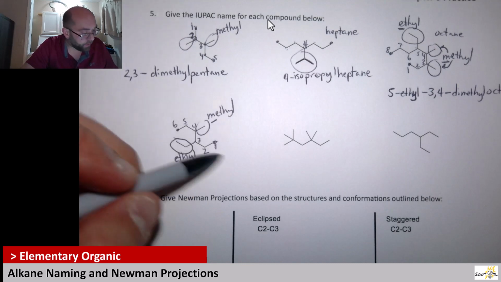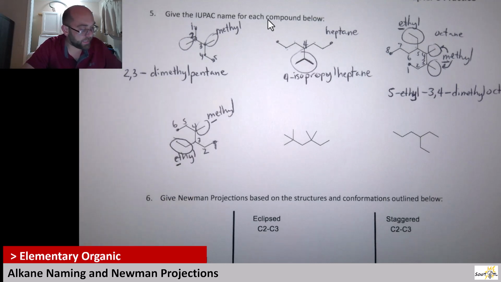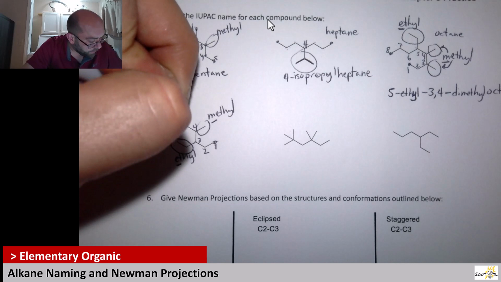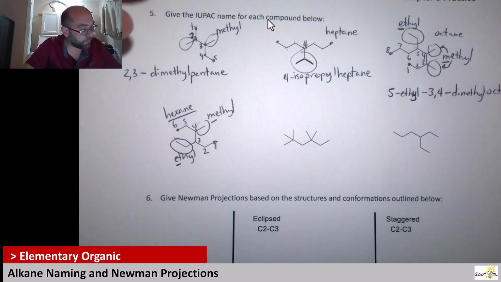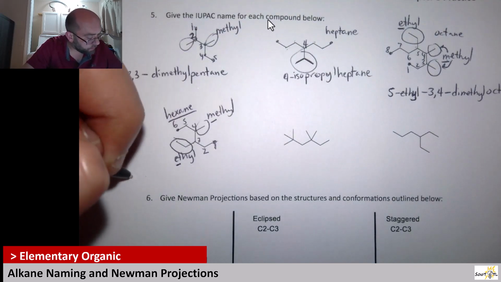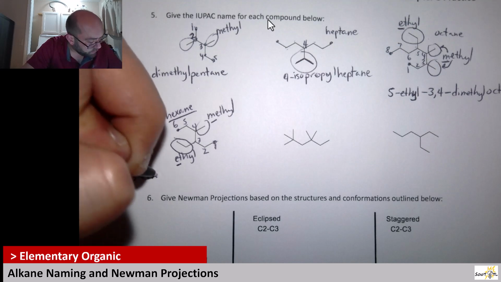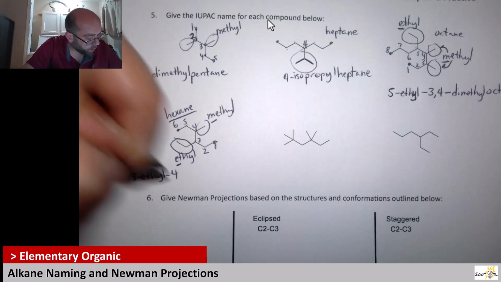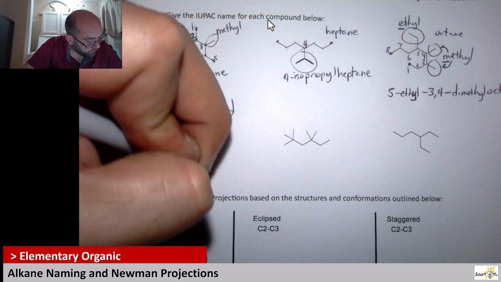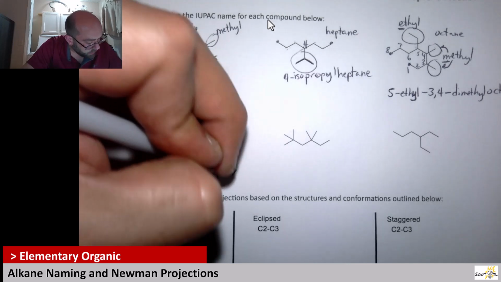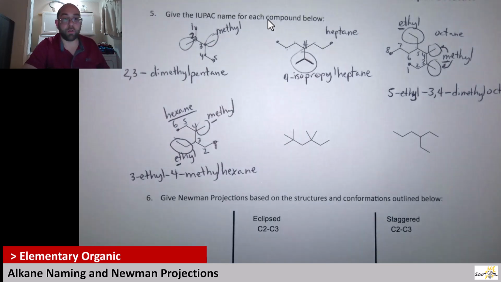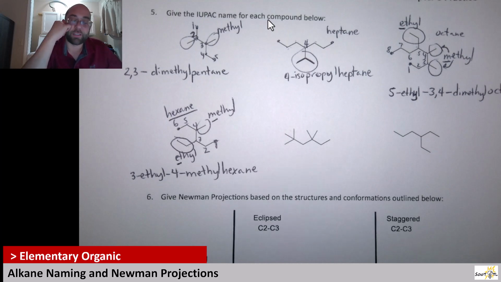Okay. Now remember, a 6-carbon chain means the parent is hexane. So that's my parent. As we said, I would name this 3-ethyl, 4-methyl hexane.